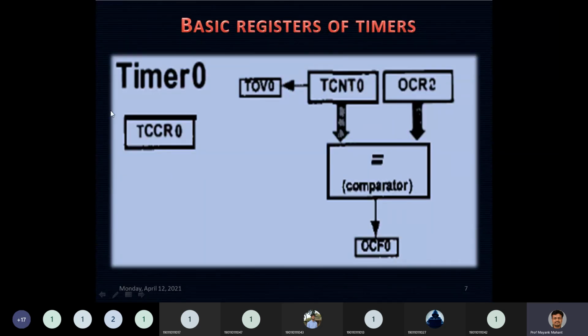So this is the basic block diagram of your timer 0. These are the registers that we need to talk about, and these are the flags that we also need to talk about. One of the most important registers is your TCCR register, and another most important register is your TCNT register. The other is your OCR register, and the two flags we talked about are the TOV flag and the OCF flag. So all three timers have these registers and flags.